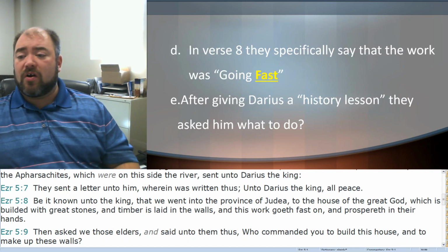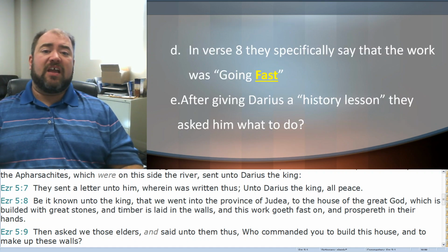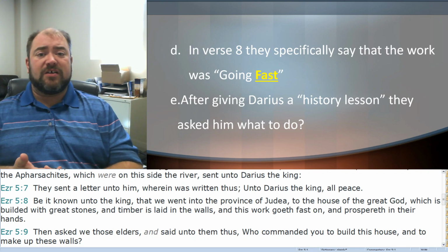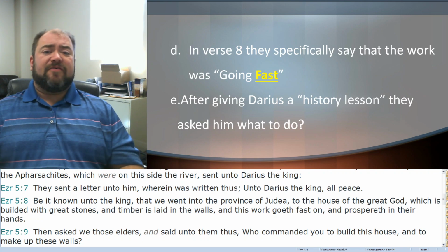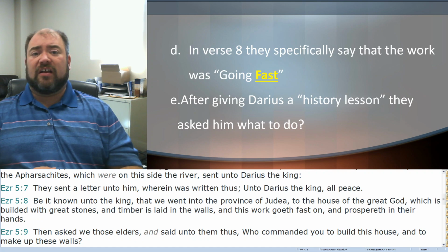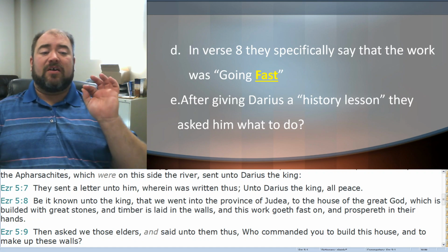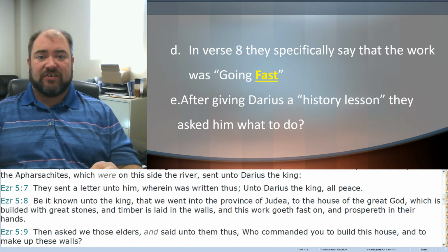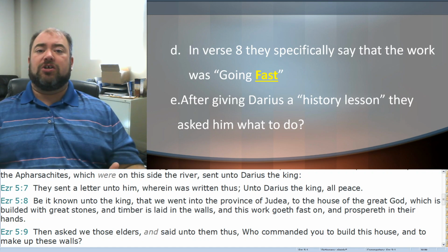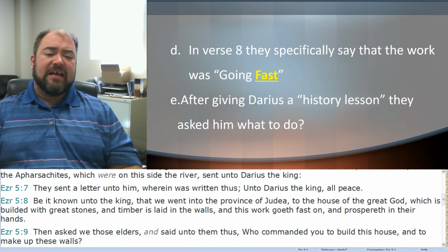Well, in verse number 8, they specifically tell the king, hey, listen, they were supposed to be stopped. They've restarted the work. If you want to stop it again, you better get down here and let them know now, because verse number 8 says they were going very fast. They were rebuilding with urgency. They were trying to get it done as quickly as possible.